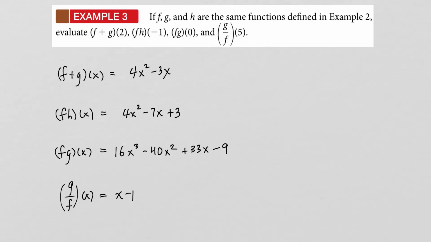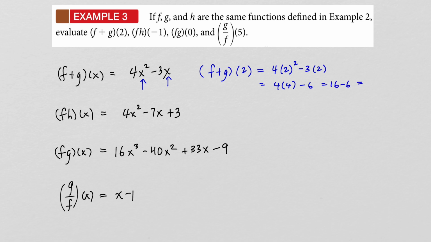So in the next example, if f, g, and h are the same functions defined in example 2, we're going to use the answers that we got in example 2 to evaluate the following. So to evaluate f plus g of 2, we know that f plus g of x was actually equal to 4x squared minus 3x. So when I do f plus g of 2, all I need to do is plug 2 into this function. So that is 4 times 2 squared minus 3 times 2, which is 4 times 4 minus 6, or 16 minus 6, which is equal to 10.